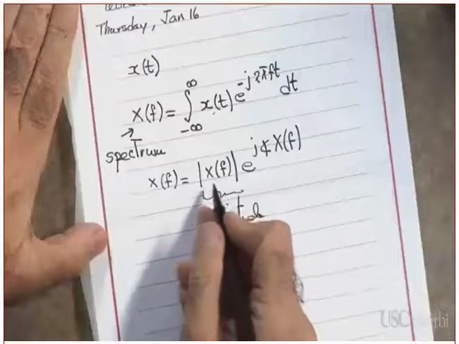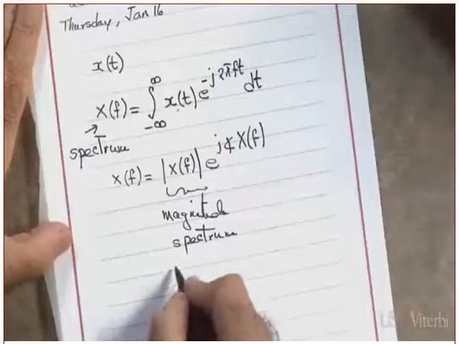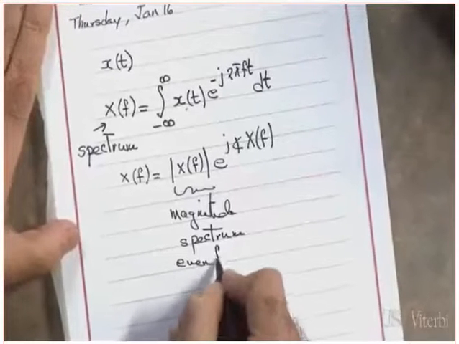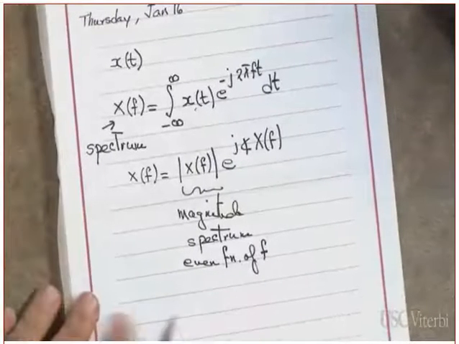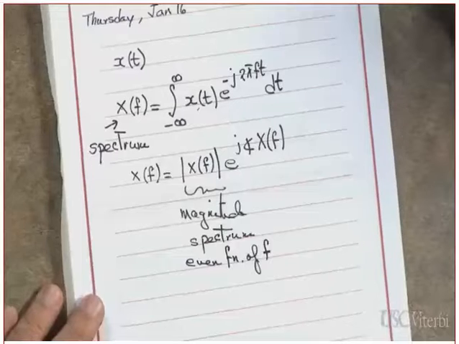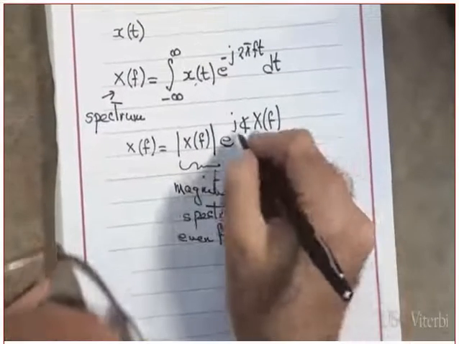What is the property of this? First of all, can it be negative? No, it is a magnitude. What other property? It has to be an even function of f. If you get an odd function of f, it means you made a boo-boo somewhere. You need to go back and see what mistake you made. Clear?